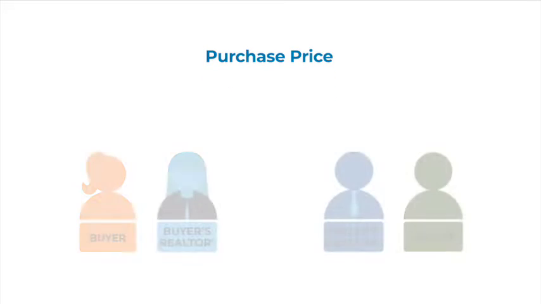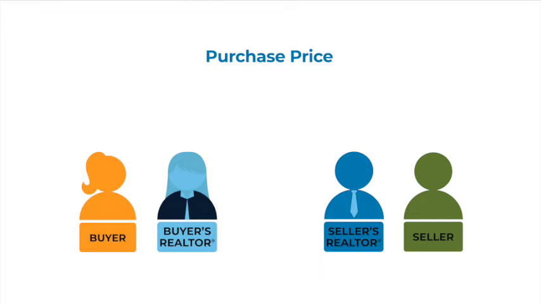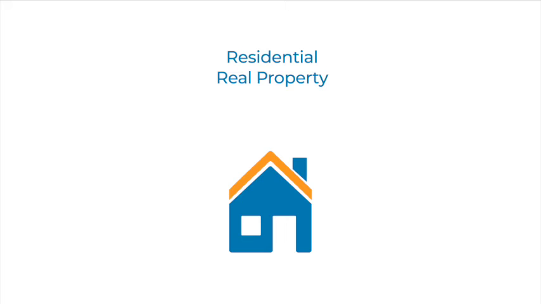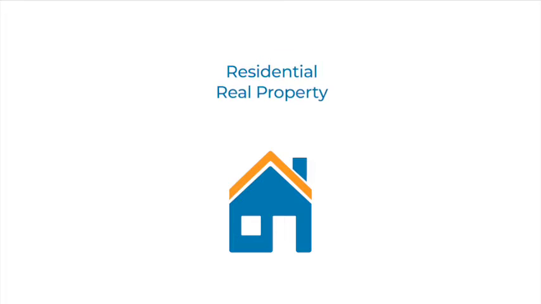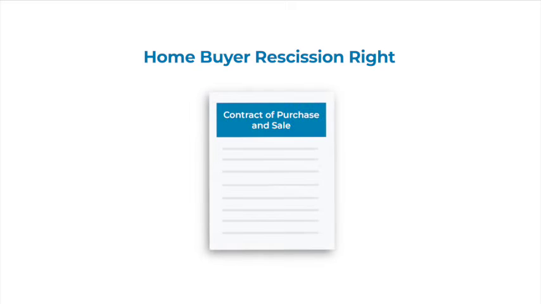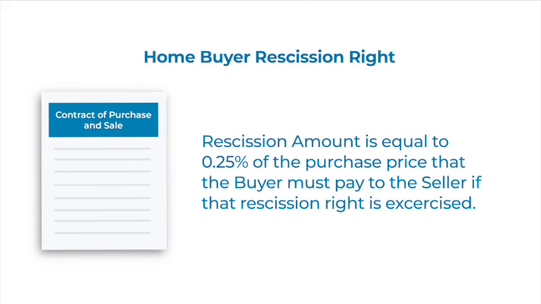Purchase price. The purchase price is the final price that both the buyer and seller agree on when the offer is accepted. This is the amount the buyer is willing to pay for the property. In the case of residential real property that is subject to the buyer's rescission right, the Contract of Purchase and Sale Residential will also state the required rescission amount, equal to 0.25% of the purchase price, that the buyer must pay to the seller if that rescission right is exercised.